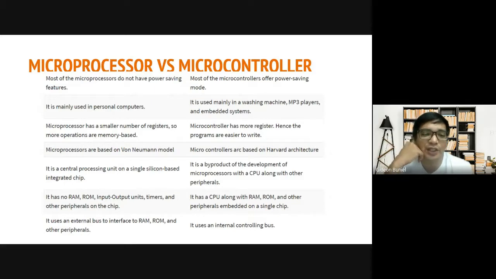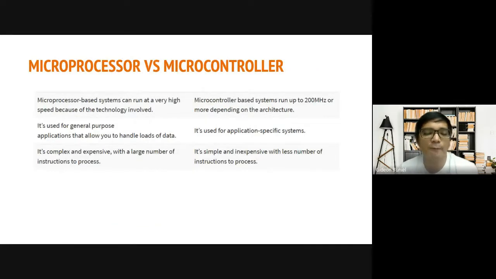A microprocessor uses an external bus to interface to RAM, or random access memory, read-only memory, and other peripherals. A microcontroller uses an internal controlling bus. Microprocessor-based systems can run at very high speed because of the technology involved. This is where the comparison also comes in, because of course microprocessors are fast in terms of high speed calculation. Microcontroller-based systems run up to 200 megahertz or more depending on the architecture.